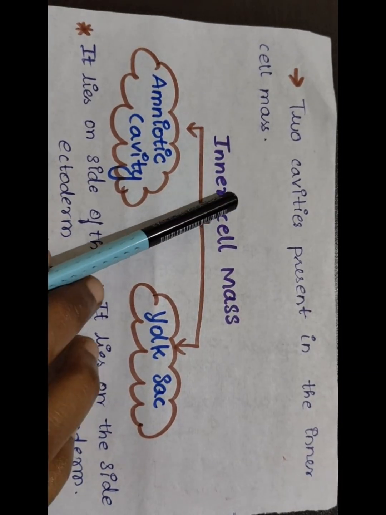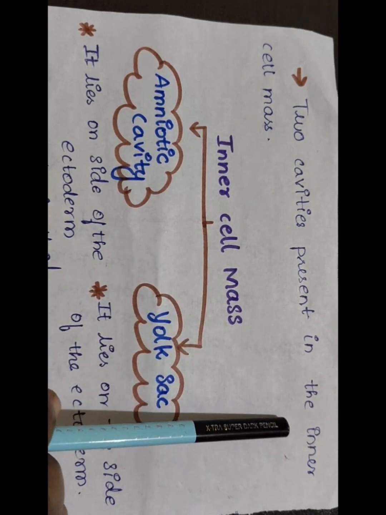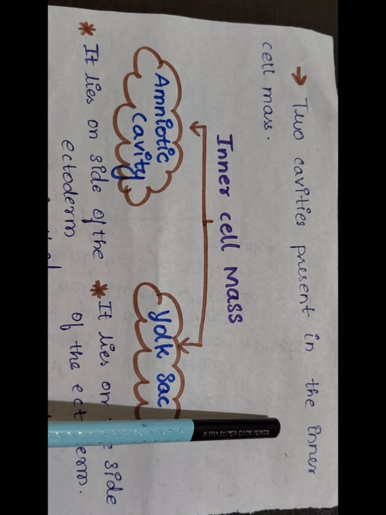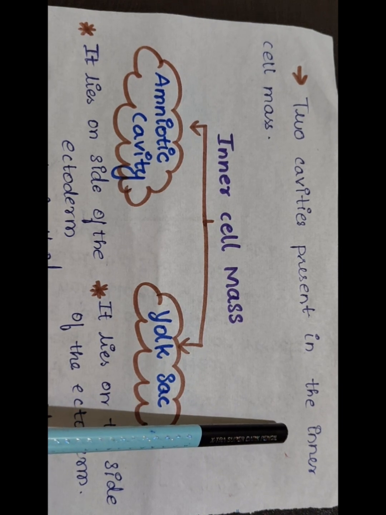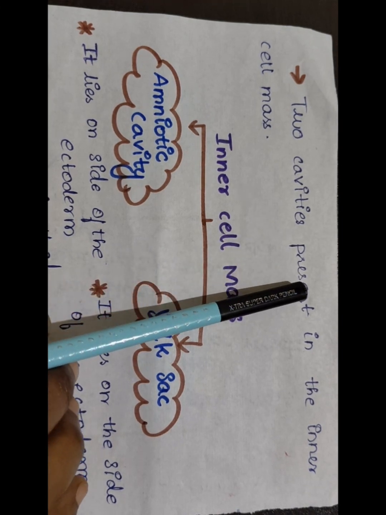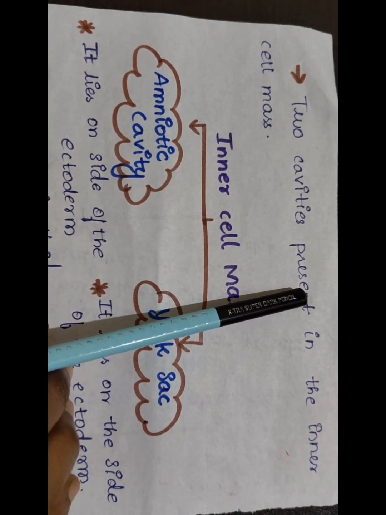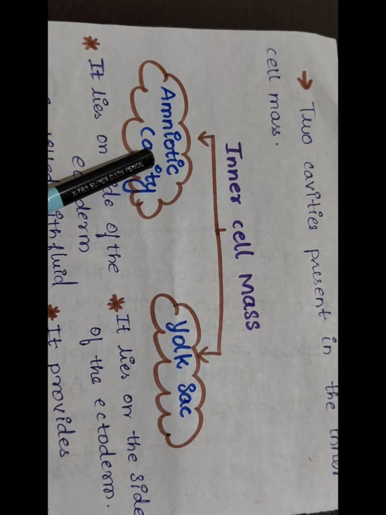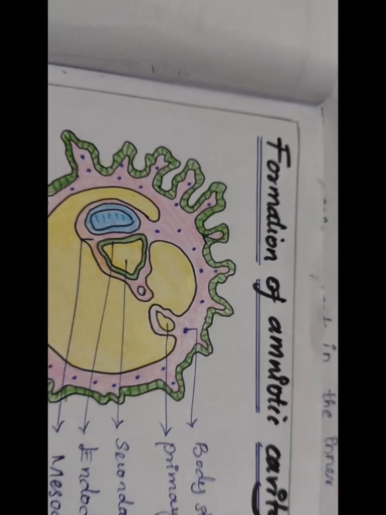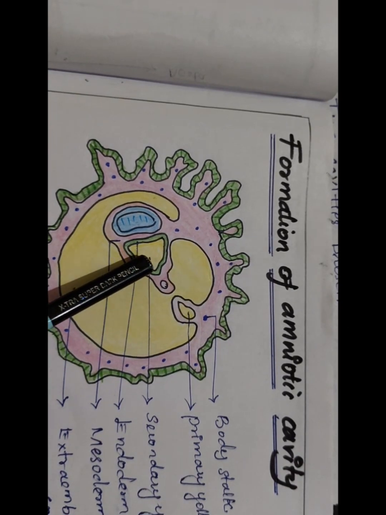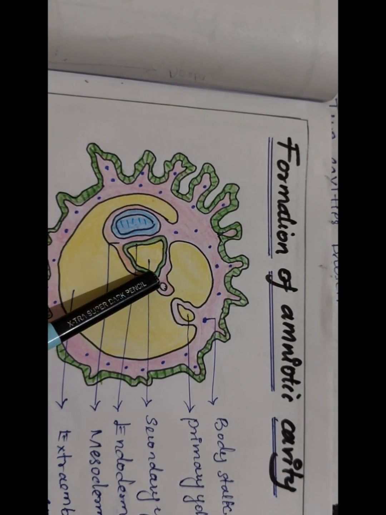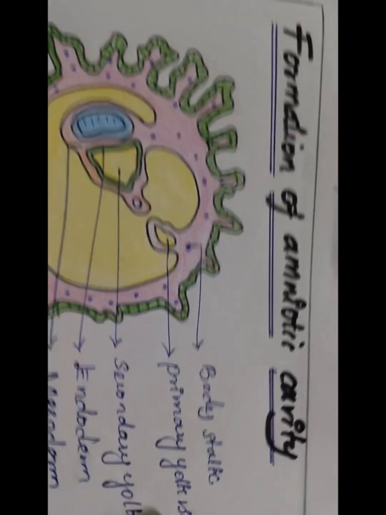So we saw that two cavities are present in the inner cell mass. The blastocyst has that inner cell mass, and in the image we saw that the inner cell mass has two parts, the amniotic cavity and the yolk sac. So this is the yolk sac, and this is the amniotic cavity. These two cavities are present in the inner cell mass.